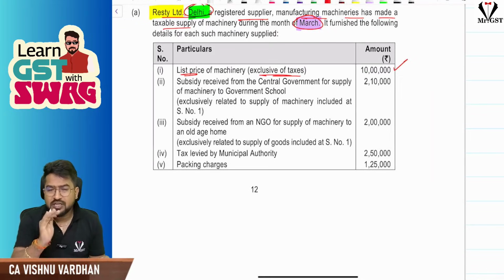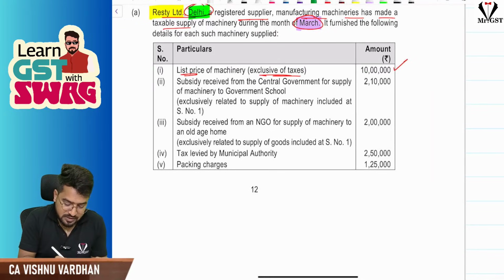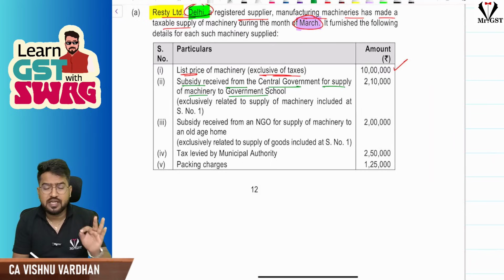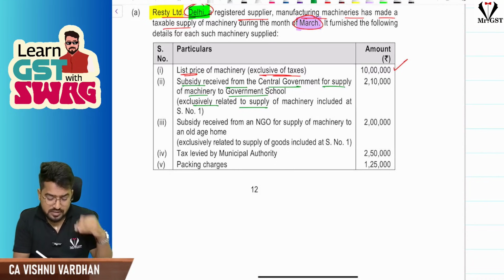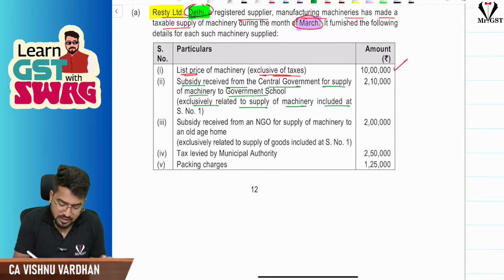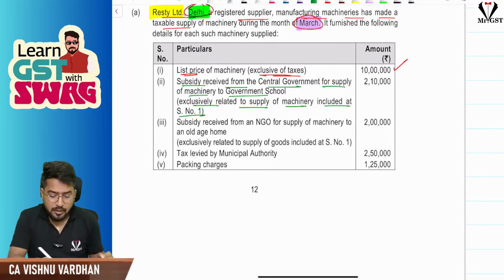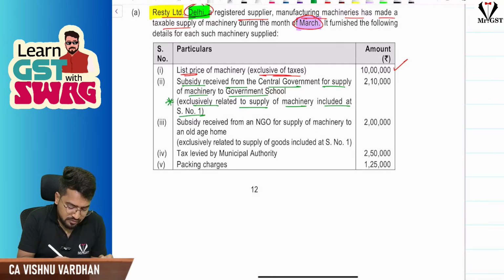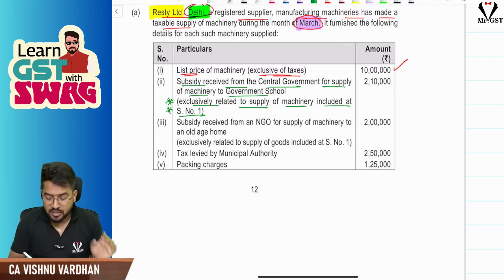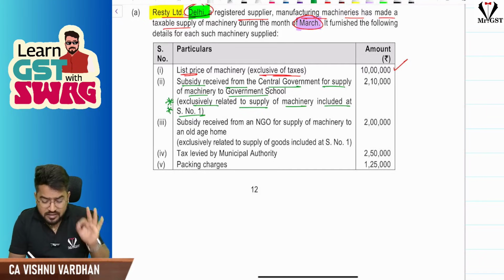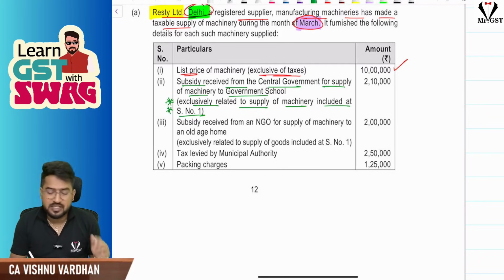And here, what are the mistakes you make with respect to subsidy? Subsidy received from the central government for supply of machinery to a government school. Here the problem is you will feel it is exclusively related. This subsidy is exclusively related to the supply of machinery included at serial number 1. Now, please understand, one common mistake everybody makes is you feel this 2 lakh 10,000 is included in the list price of 10 lakh. They are not saying this 2 lakh 10,000 is included in the list price of 10 lakh.